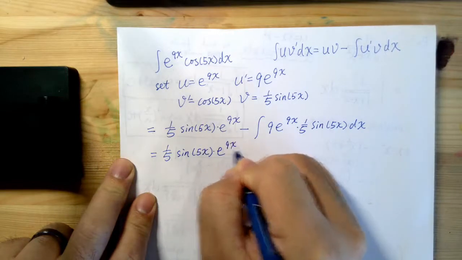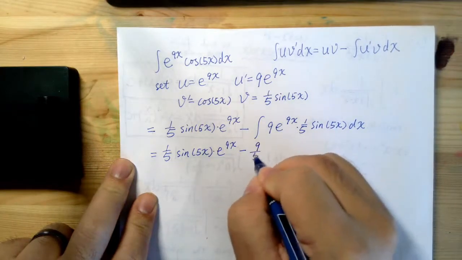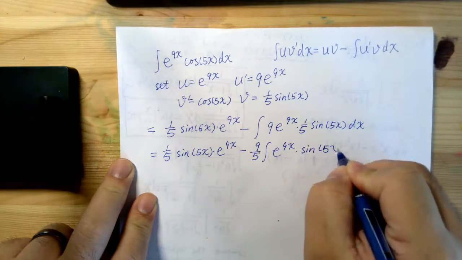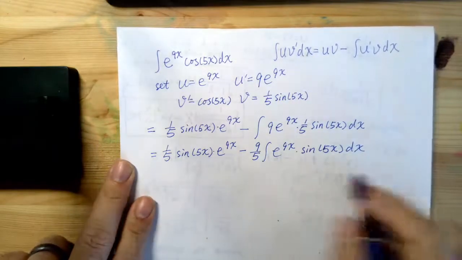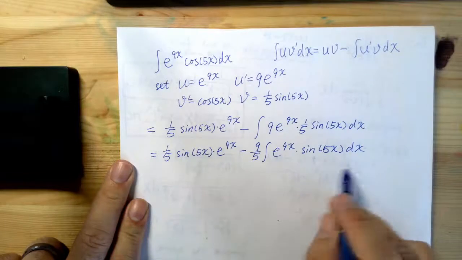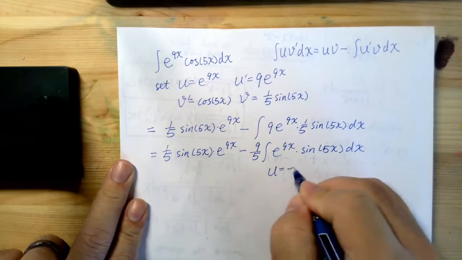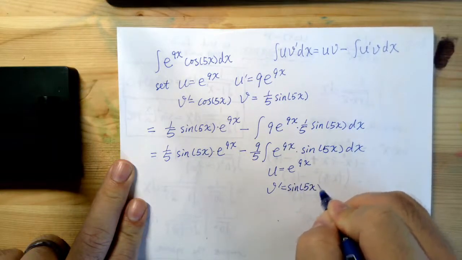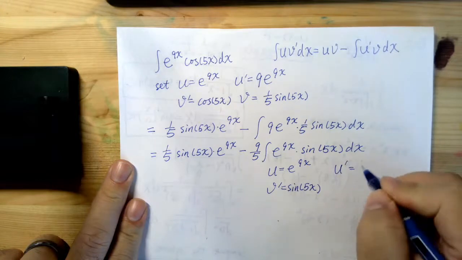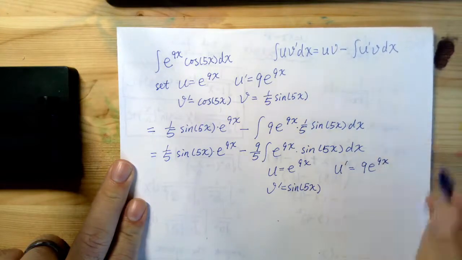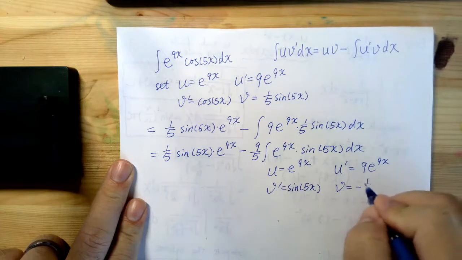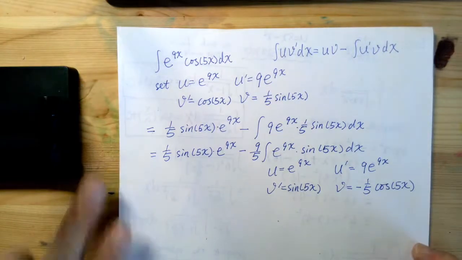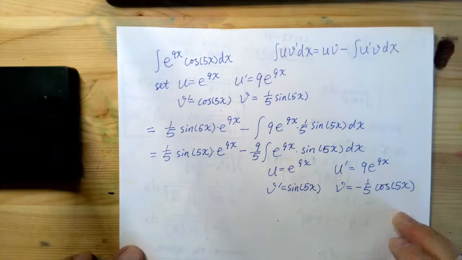Okay, makes sense. So we can factor the 9/5 out. So the integral of e to the 9x sine of 5x dx. And then if we only focus on this and apply integration by parts, u is still e to the 9x, and v prime becomes sine of 5x. Then corresponding to u prime, it can be 9 e to the power of 9x. And v can be negative 1/5 cosine of 5x.